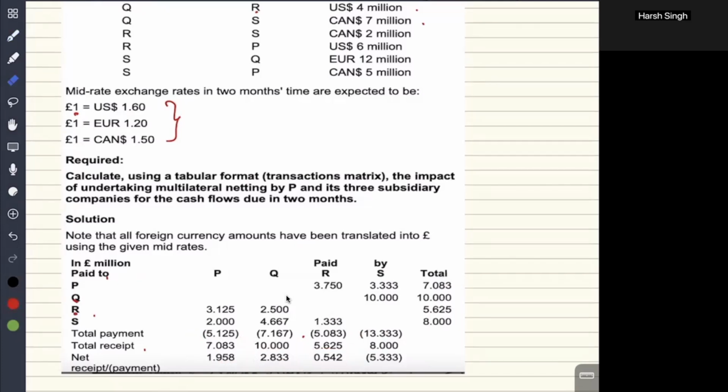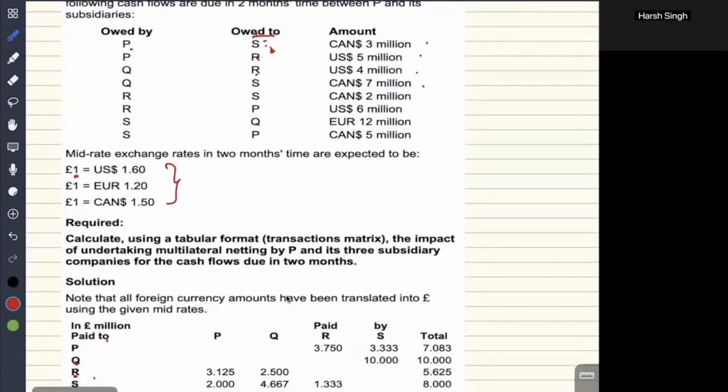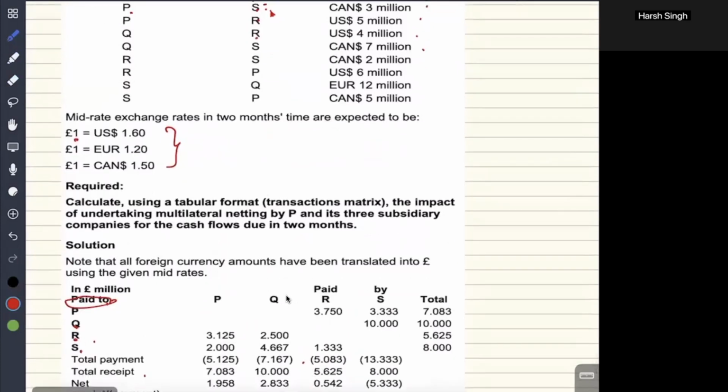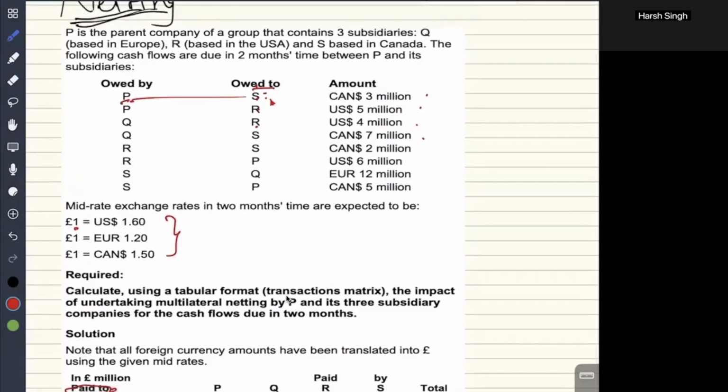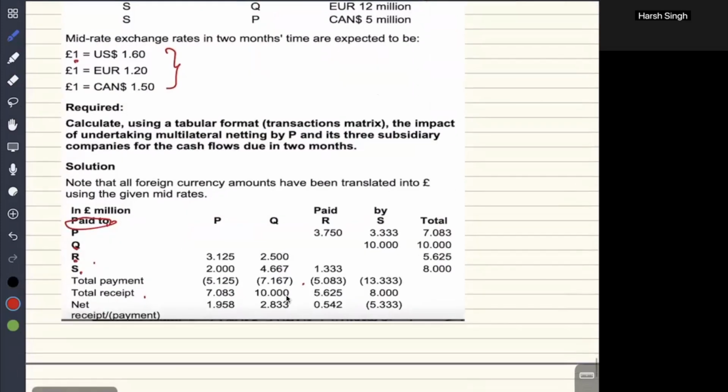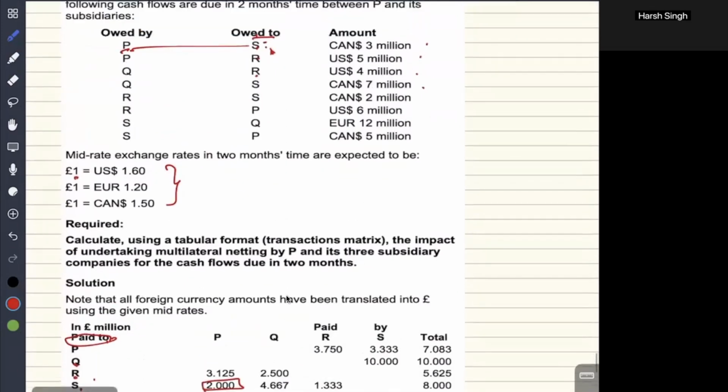Again, it's a very simple concept. Look, I have done paid to over here. So paid to S by P, this is the amount. S and P, this is the amount. Okay, if you want to convert it, you can do that. Canadian 3 million divided by 1.5 will be equal to 2. This is the exchange rate.